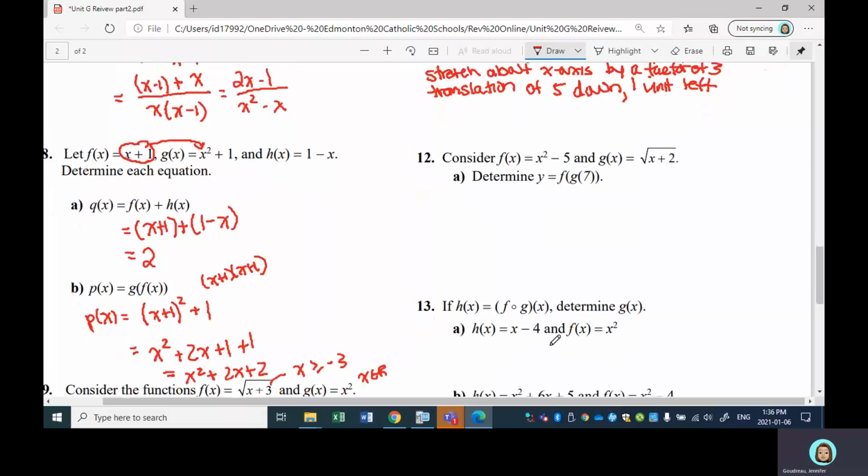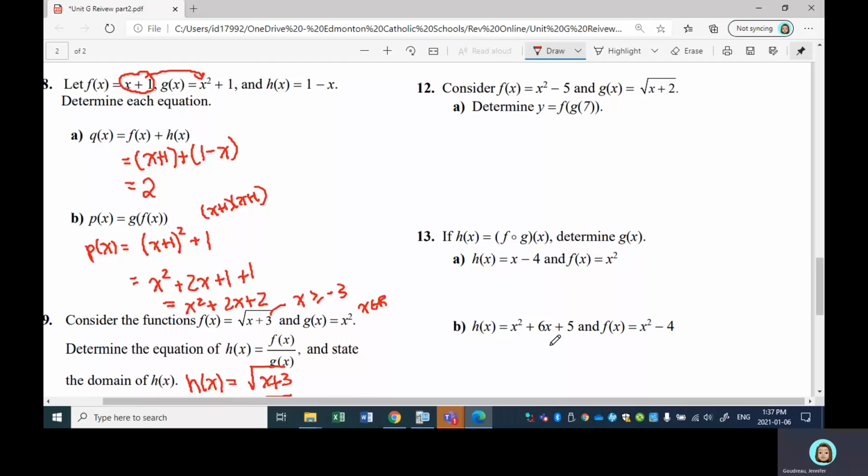Question 12, consider the functions f at x equals x squared minus 5 and g at x equals root x plus 2. Determine f at g at 7. So this is kind of like the table question that we did on the previous page, but instead of using the table to evaluate, we're going to use the functions. So the 7 operates on the g.